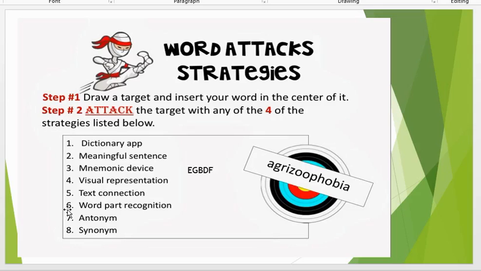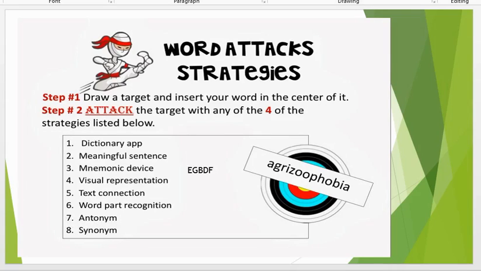The sixth one is word part recognition. Again, breaking apart the word into prefix, root word, and suffix. The seventh one is antonym. That's looking at what the word is not. It's looking at the opposite of what the word means. And the eighth one is synonym, looking for words that are similar, that you are familiar with.